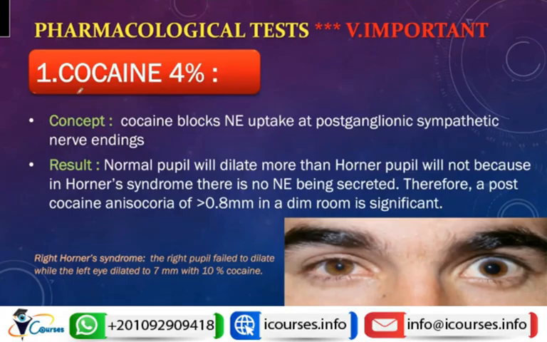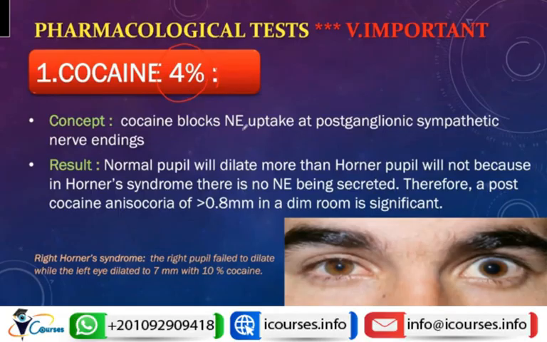The first test to diagnose is called cocaine 4%. Cocaine is an addictive drug, but it can be prepared as an eye drop and used in order to diagnose Horner syndrome. This is theoretical, because in practice, as you may expect, due to restrictions in the use of cocaine, this is not available, but you just need to know the principle.